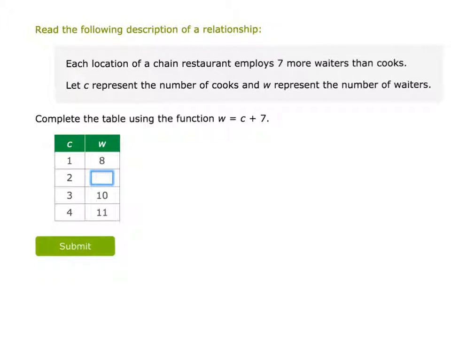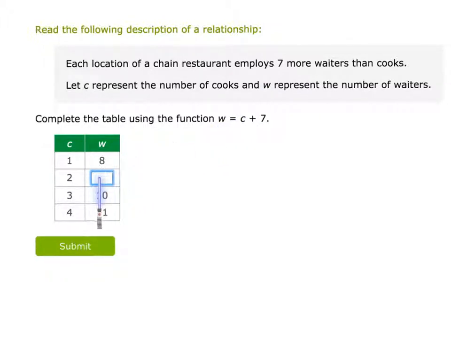So here's the description. Each location of a chain restaurant employs 7 more waiters than cooks. Let C represent the number of cooks and W represent the number of waiters. So take a look at the C. C plus 7 represents 7 more waiters than cooks. The word more means add, so 7 added to C. And W's on the other side of the equation representing the number of waiters.